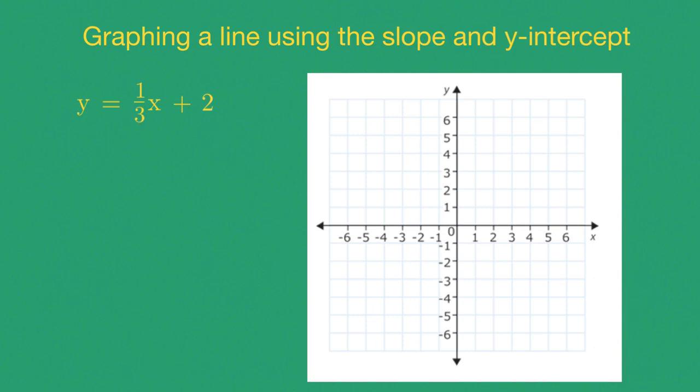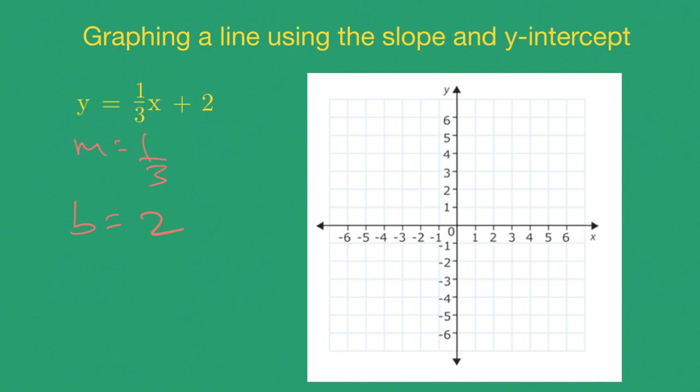Is this equation in slope-intercept form? Yes, absolutely. Y equals 1/3 x plus 2. What is the slope? 1/3. What is the y-intercept? The y-intercept is 2. Which one's going to go on the graph first? B, the y-intercept. So my y-intercept is positive 2.